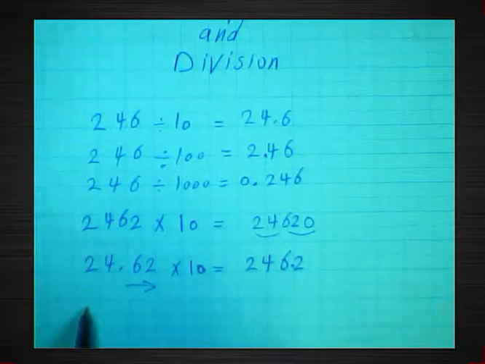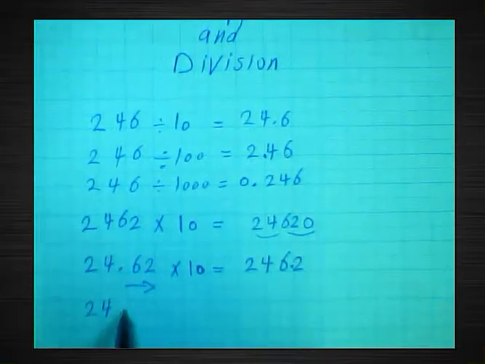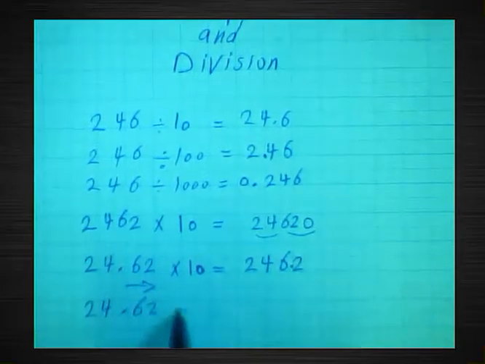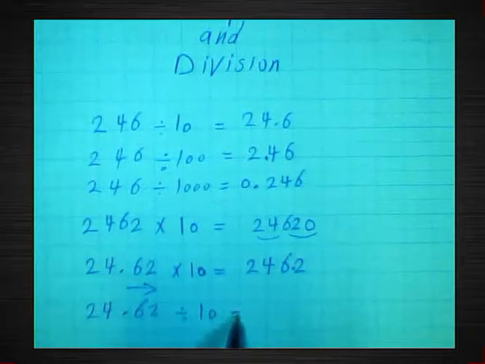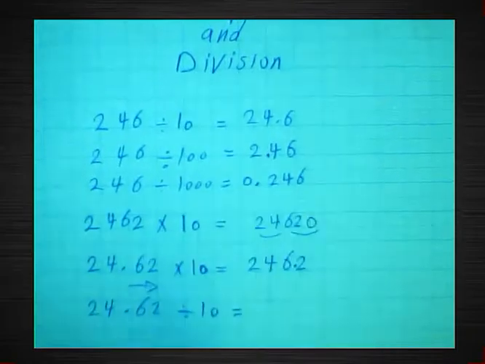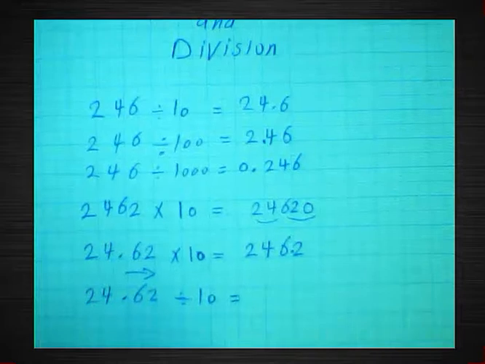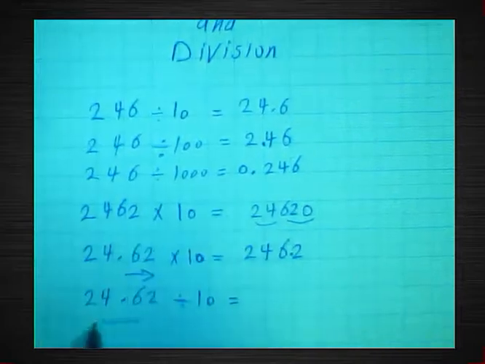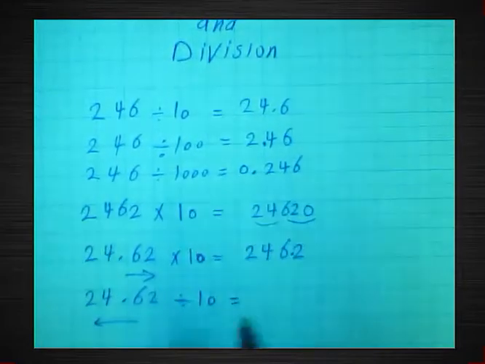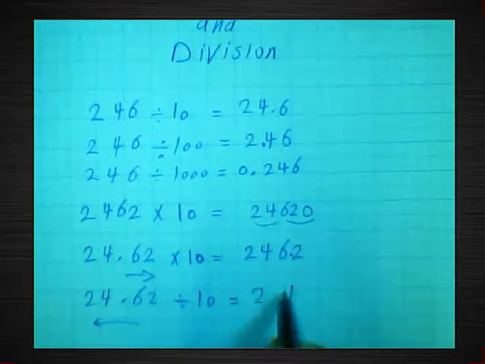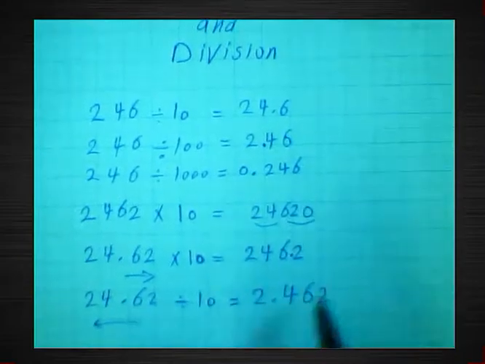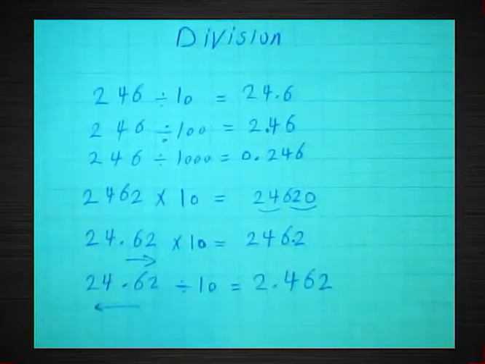And what about this example again, 24.62 but divided by 10? To find the result by dividing by 10, you must move the point to the left-hand side. The point moves here, and you write 2.462. Okay, it's very easy.